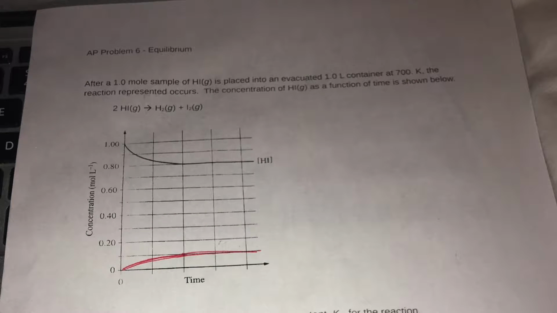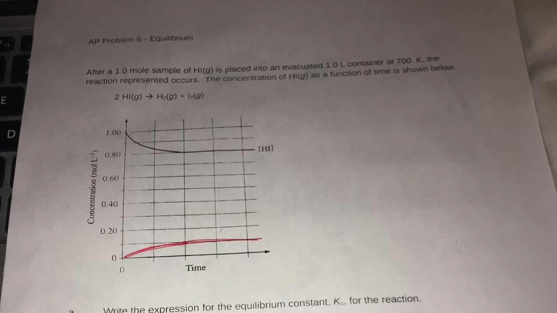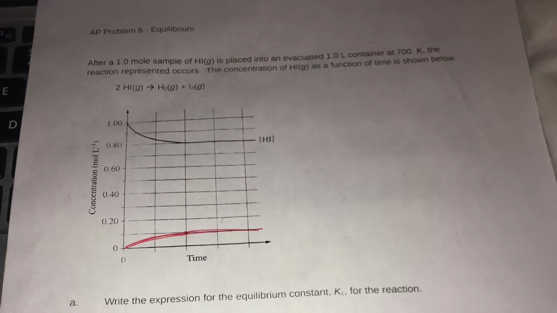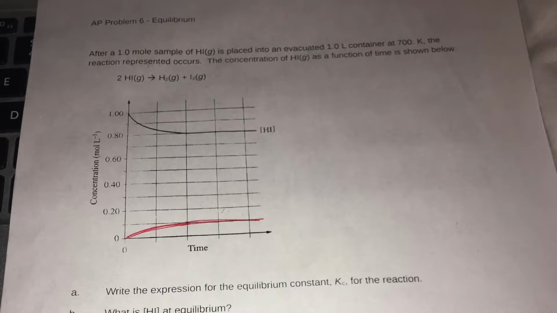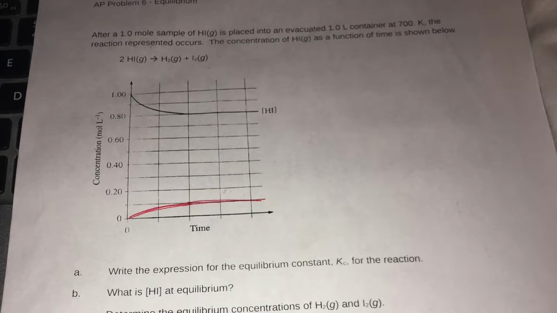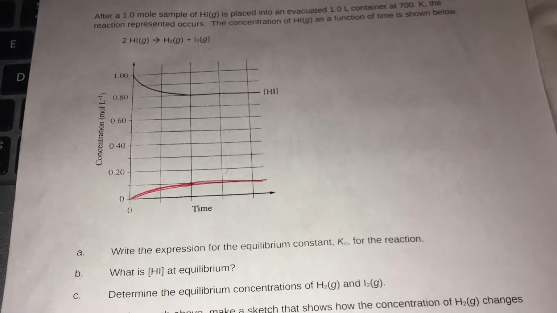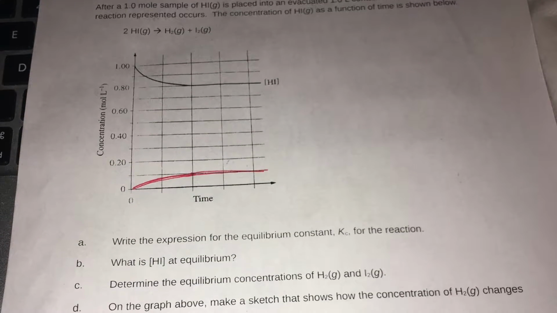After a 1 mole sample of HI gas is placed into an evacuated 1-liter container at 700 Kelvin, the reaction represented occurs: 2 HI gas yields hydrogen gas plus iodine gas. The concentration of HI gas as a function of time is shown below.